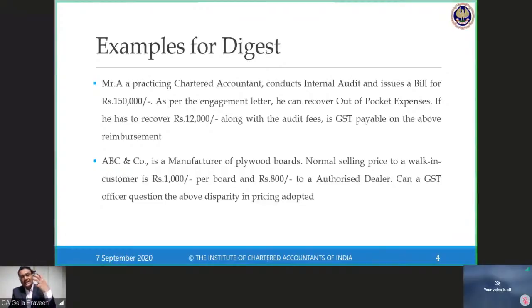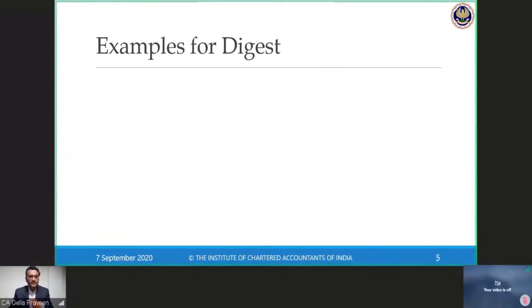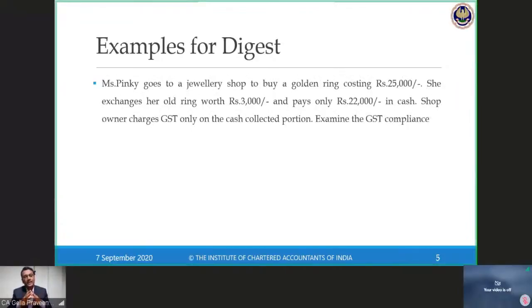Right or wrong, let us understand what is there in this section 15. What is my understanding? Where do I need to bridge the gap of my understanding with the GST law? Continuation. Third example. Miss Pinky goes to a jewelry shop to buy a golden ring costing rupees 25,000. She exchanges her old ring worth rupees 3,000 and pays only 22,000 in cash. The shop owner charges GST only on the cash collected portion.